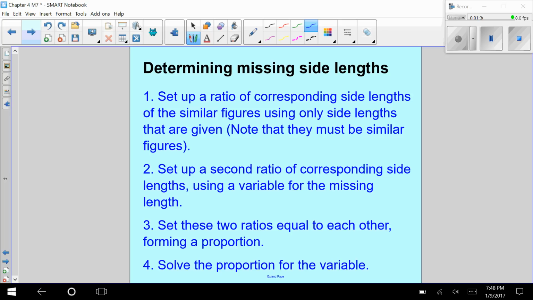So to determine missing side lengths of similar figures, step 1, we set up a ratio of corresponding side lengths of the similar figures using only side lengths that are given. So realize they do have to be similar figures. So you want to set up a ratio with just numbers in it. Step 2 is set up a second ratio of corresponding side lengths using a variable for the missing length. Step 3, set these two ratios equal to each other, forming a proportion. And step 4 is solve the proportion for the variable.